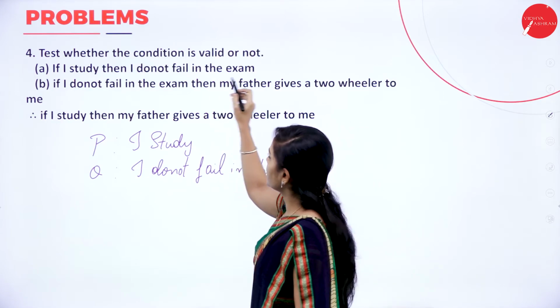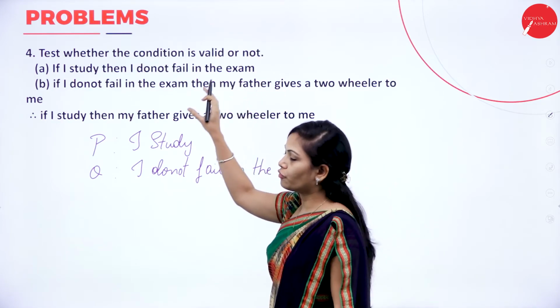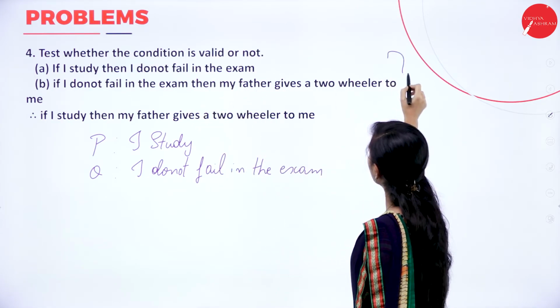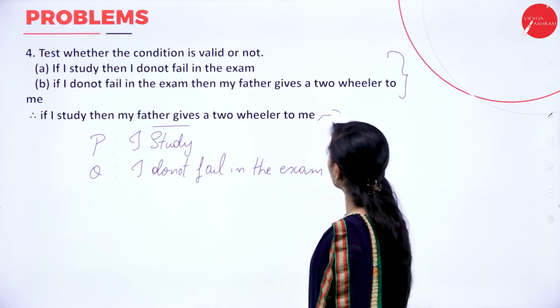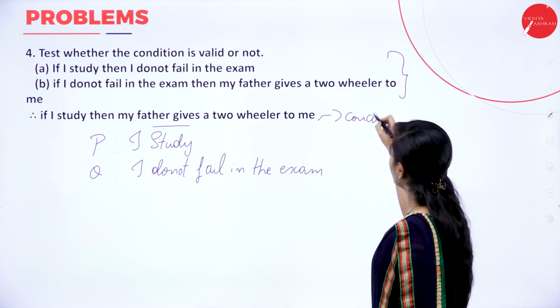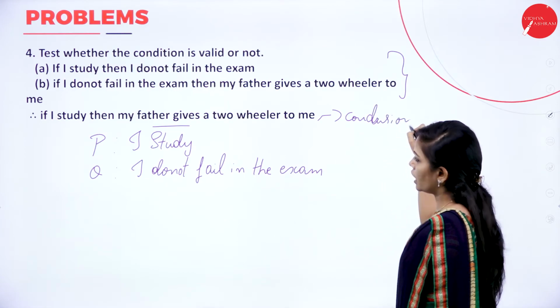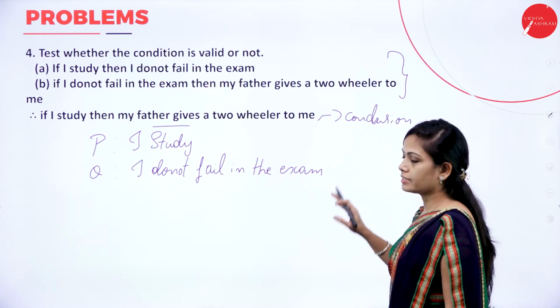So next I will write the tabular form of these two premises. We have two premises, premise 1 and premise 2, and also we have a conclusion. This is called the conclusion, right? So now I will write the tabular form.